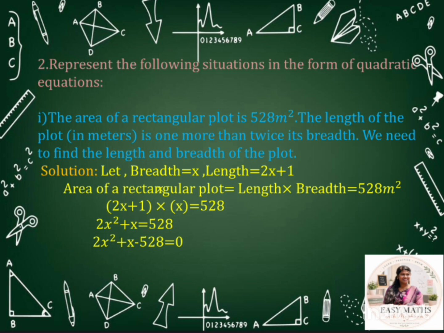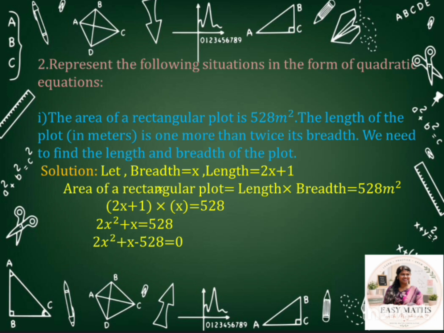So I can write area of the rectangular plot is equal to length into breadth, which is equal to 528 meters square. It is already given in the question. So by simply multiplying the terms 2x plus 1 into x is equal to 528, you can write 2x square plus x is equal to 528. If you shift 528 to the LHS side, you can write 2x square plus x minus 528 is equal to 0. So this is the final expression for the first problem.